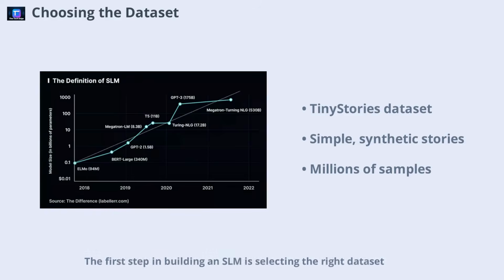The first step in building an SLM is selecting the right dataset. For this project, we use TinyStories, a synthetic dataset of short stories generated by GPT-3.5 and GPT-4. TinyStories is designed for simplicity, containing language that a typical 3 to 4-year-old can understand. This makes it perfect for training small models that still need to produce coherent English. The dataset is available on Hugging Face and contains 2 million training samples and 20,000 validation samples. With this foundation, we're ready to move on to data preprocessing.